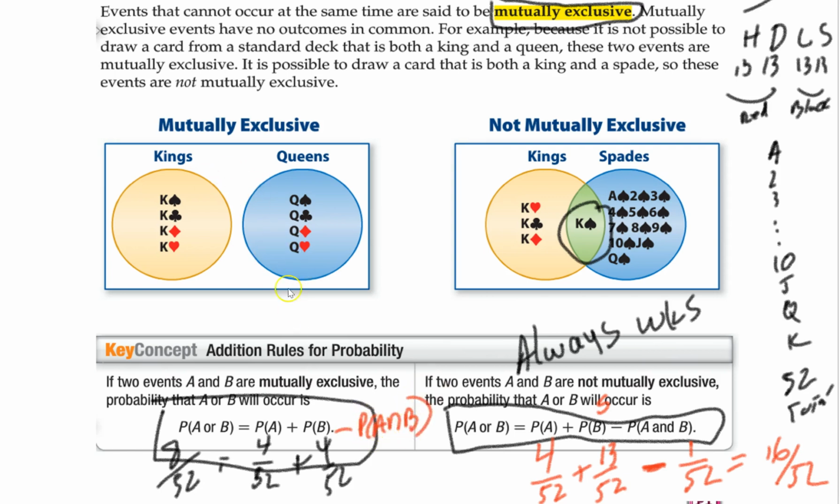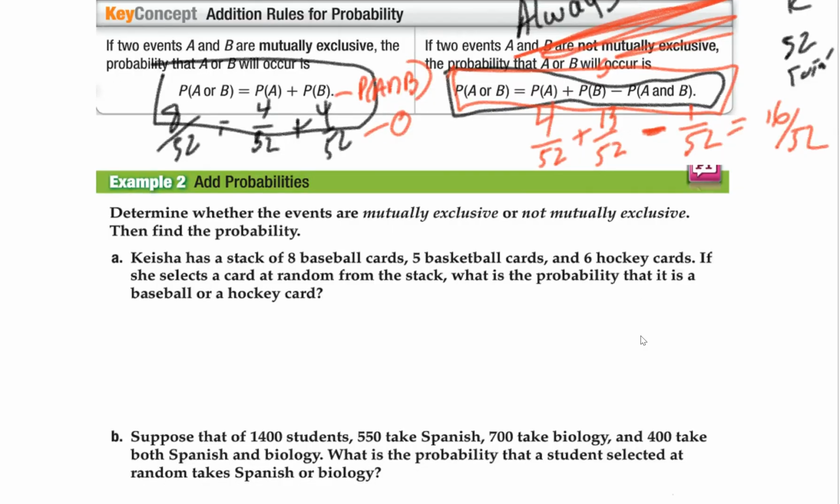Notice that they have nothing in common. That says to me 0. So it still works. I love this formula. It always works. This formula only works with mutually exclusive. This formula always works. So we're going to use this one a lot. So we're going to keep that formula in mind. Again, another formula we'll give you. So let's do some examples here.